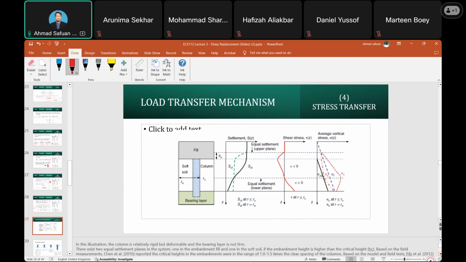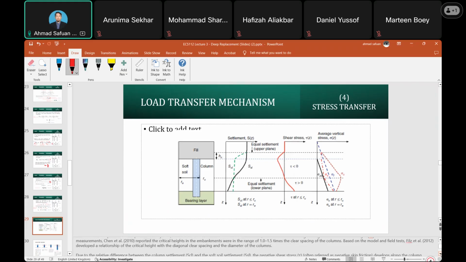If the embankment height is higher than the critical height, based on field measurements, it was reported that the critical height in the embankment was in the range of 1 to 1.5 times the clear spacing of the columns. Based on model and field tests, a relationship was developed for the critical height with the diagonal clear spacing and the diameter of the column.